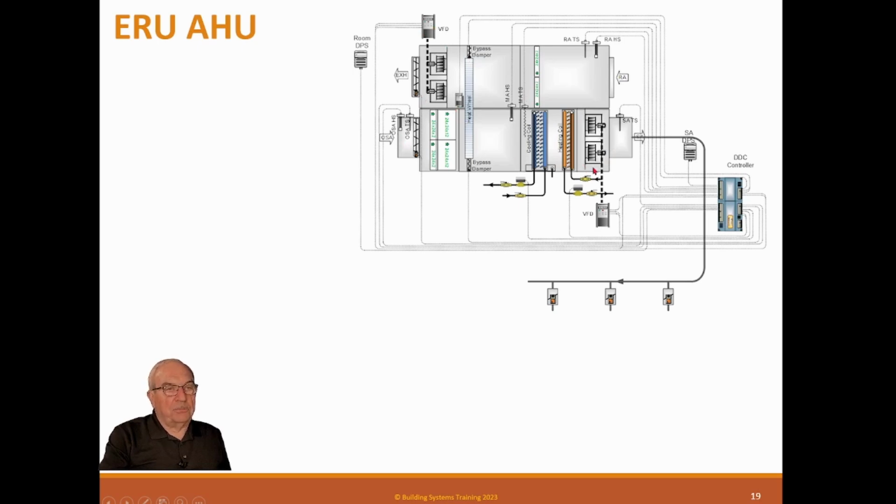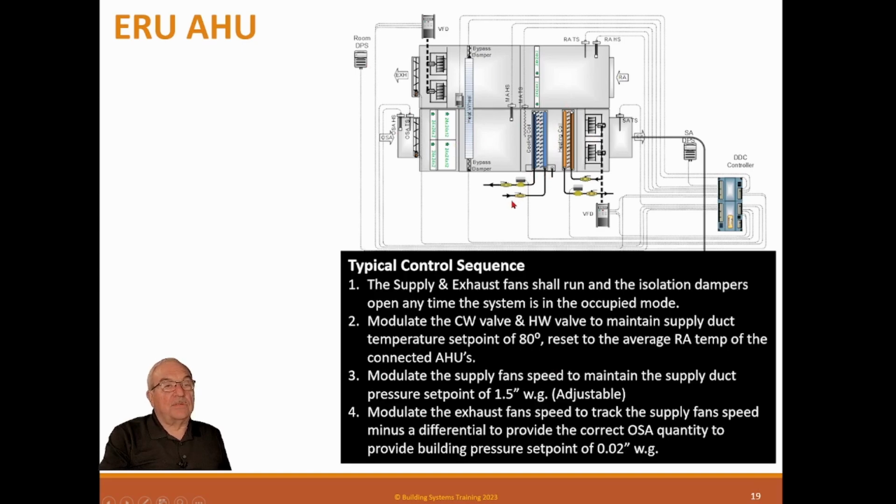This one's got enthalpy based, so it's got temperature and humidity on this side, temperature and humidity here, and temperature here. So we can tell what the enthalpy change of this wheel is with these. We have a supply air duct pressure set point. We have valve control, and we have a humidity sensor here in the mixed air. So we got all kinds of positions. We can tell what's going on with this system.